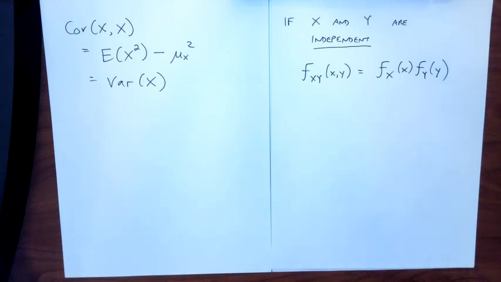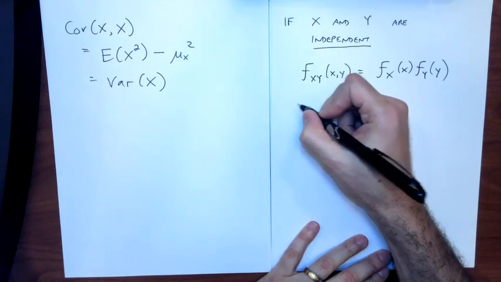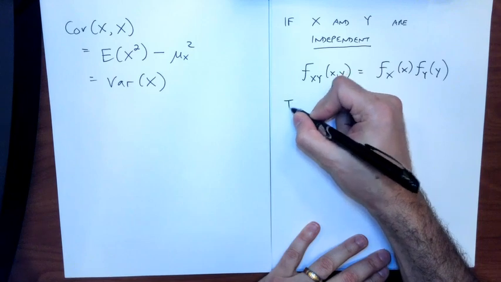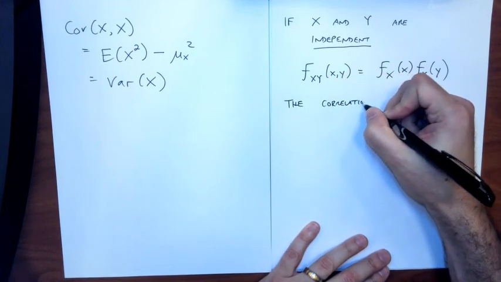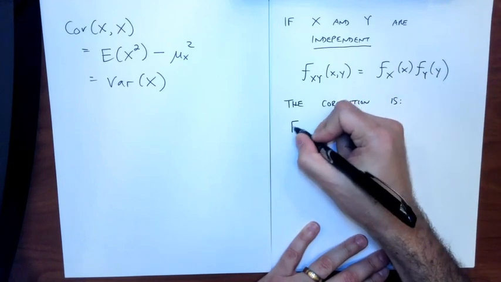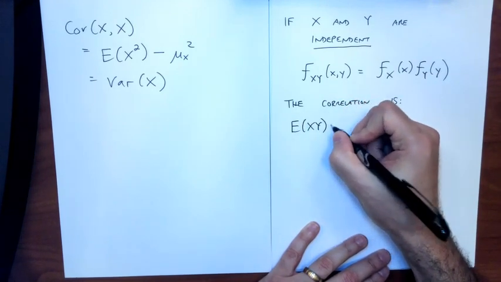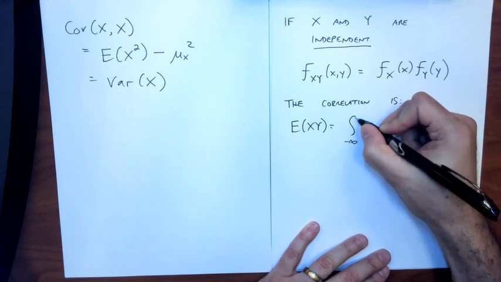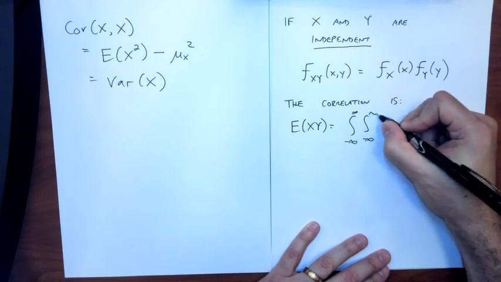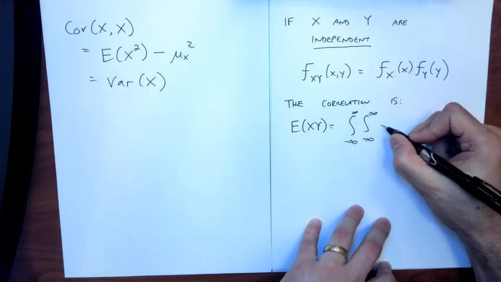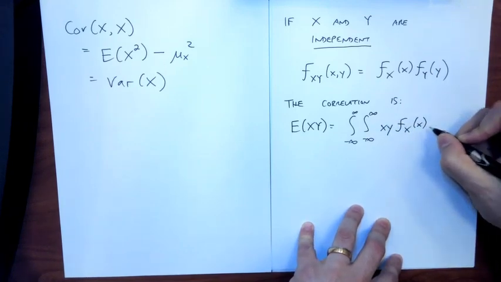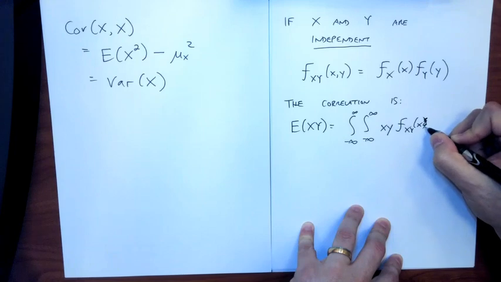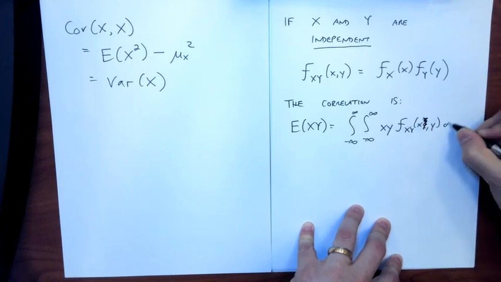So what would that imply for computing the correlation? If I just compute the expected value of x times y, well, that's the definition: I take xy, then I take the joint PDF. Sorry, I kind of messed this up.